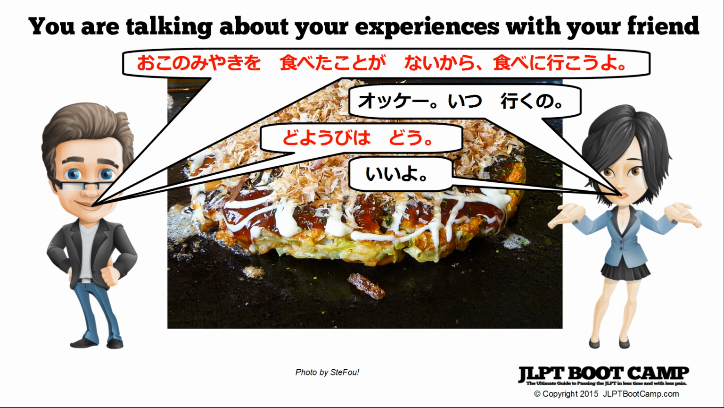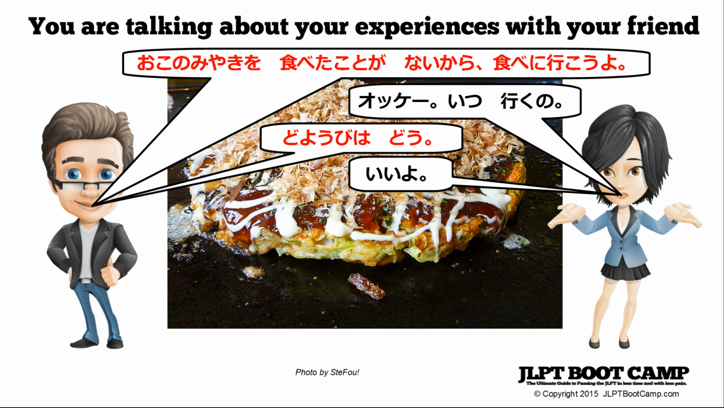And itsu is when, iku, to go. No is the question marking particle for casual conversation. You respond, doyobi, which is Saturday. Wa is the topic marking particle. And do, so how, as for Saturday, what do you think? Do is, how about Saturday? And she says, ii yo, sounds great.